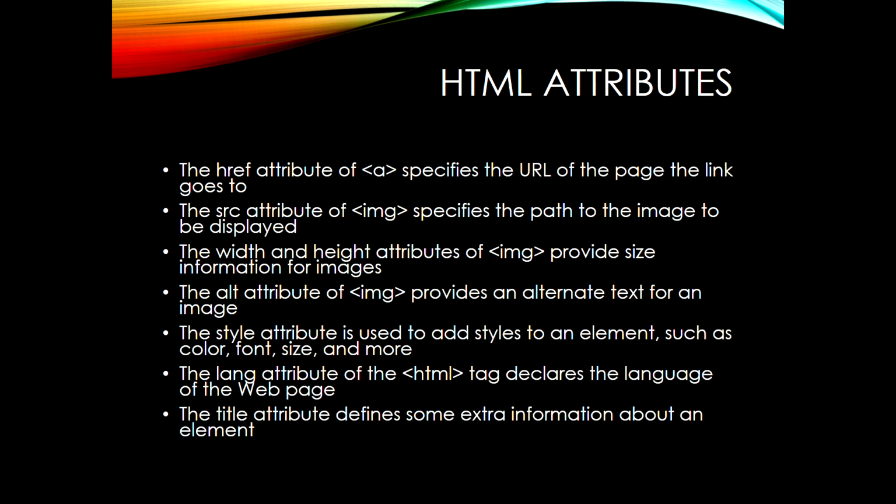HTML attributes. The href attribute of A specifies the URL of the page the link goes to. The src attribute of image specifies the path of the image to be displayed. The width and height attributes of image provide size information for images. The alt attribute of image provides an alternate text for an image.